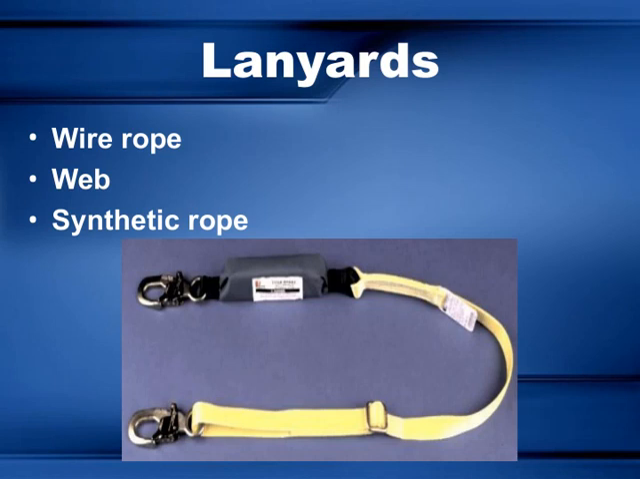Let's take a moment to look at some of the common types of lifting and rigging slings. First up, we have wire rope slings. These are known for their strength and durability, making them ideal for heavy-duty lifting tasks. They can handle high loads and are resistant to abrasion, but they do require regular inspection to prevent corrosion or wear.